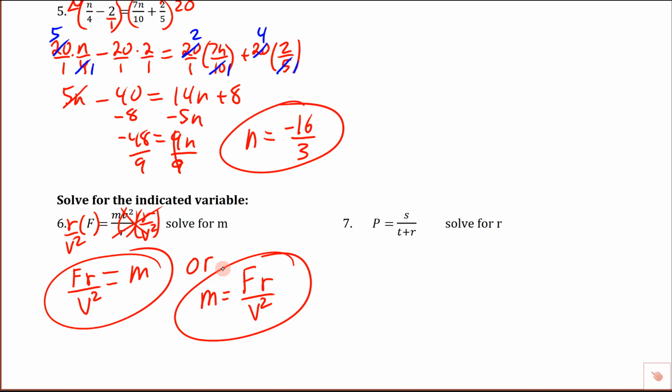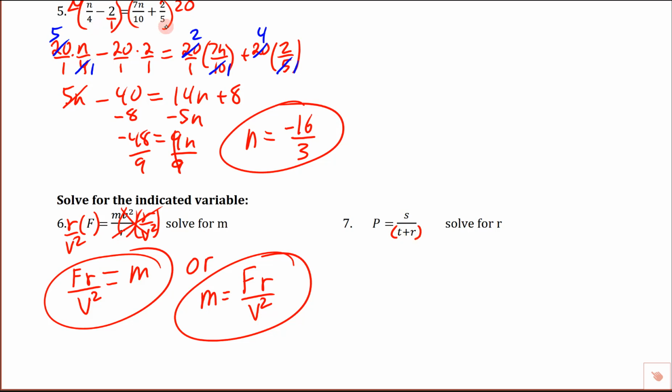And then this is an interesting one. You'll notice that the variable that we're solving for is in the denominator. So if it's in the denominator, we've got to get it up where we can work with it. Now, you can't just multiply both sides by an r because that r is attached to the t. So what we're going to do is put that in a set of parentheses, and we're going to multiply both sides by the denominator.